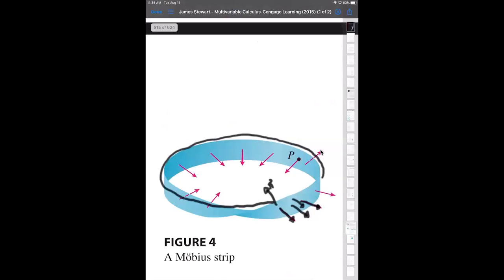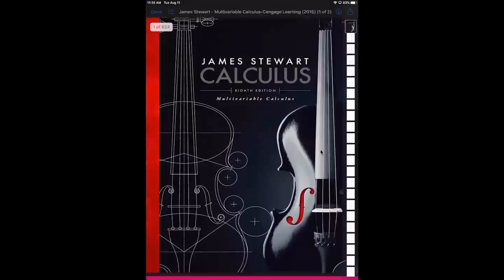You're actually on the same point. Come on, come on. I really hate this app.